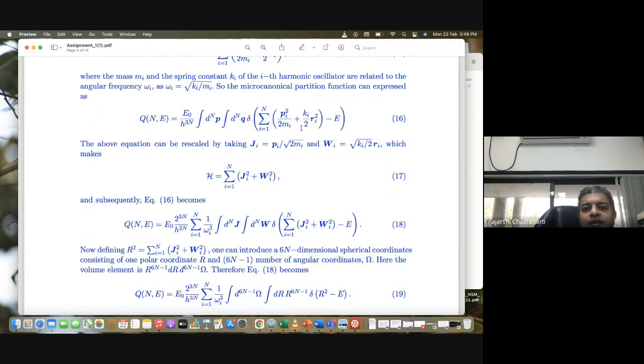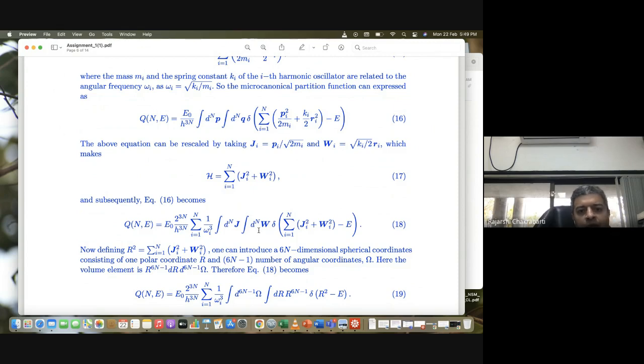And now you convert this into new variables, nothing else. Don't write p square by twice m, just write it j square. Don't write k r square by 2, write it w square. You just convert, so accordingly p and q will be converted into j and w. Any notation you can use, a p tilde, j tilde, q tilde, that is also fine. So essentially, the same integral is written like this.